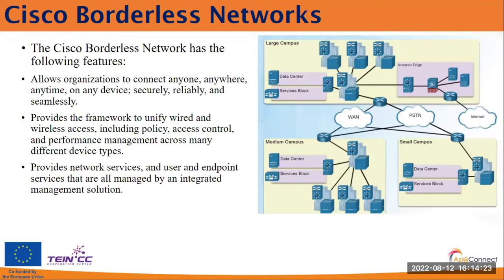The borderless network is built on a hierarchical infrastructure of hardware that is scalable and reliable, and you already know about the core layer, distribution layer, access layer, and so on. By combining this hardware infrastructure with policy-based software solutions, the borderless network provides two primary sets of services: network services, and user and endpoint services, all managed by the integrated management solution. It enables different network elements to work together and allows users to access resources from any device, anywhere, any place, any time, while providing optimized scalability and security.